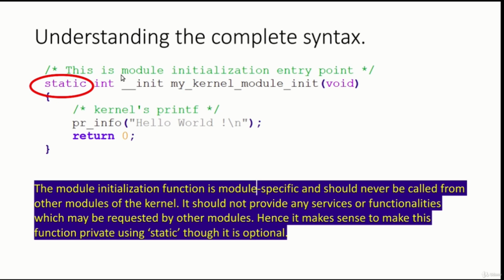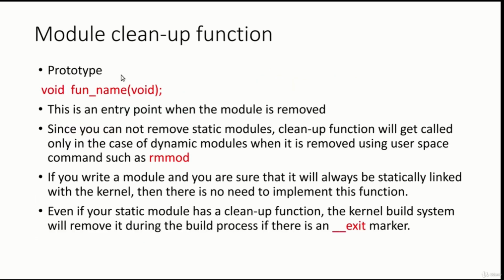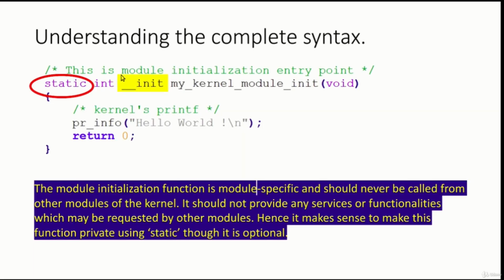Here, the static keyword is actually optional, but as I said, this is module specific and it is private to the module. Then it's good if you make this function a static function, right? Private to a file or private to a kernel module. That's the reason why we use static here, but it is optional. Let's move forward. I'll come to that init tag later. That is the underscore init tag or macro. So I'll come to that later.